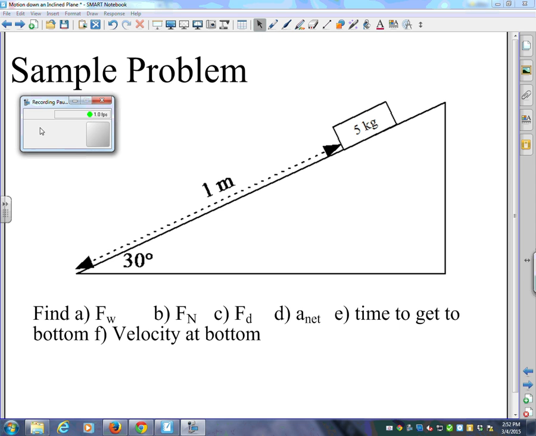Okay, so here's a sample problem. I conveniently have placed a 5 kilogram box up a 1 meter long ramp. Anyway, I want you to find the weight force, the normal force, the force down the plane, the net force down, the net acceleration, time to get to the bottom, and the speed at the bottom.